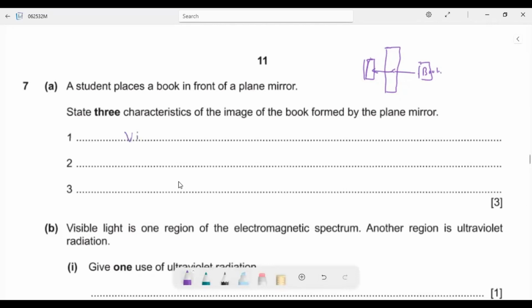So one is, it is a virtual image. A plane mirror always produces a virtual image. Size will be the same. It will have the same size as the book. And the same distance from the mirror as the book.